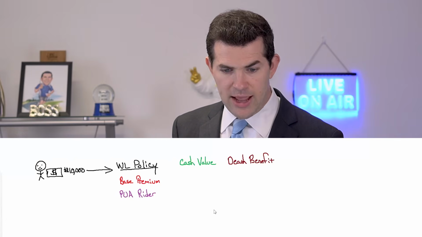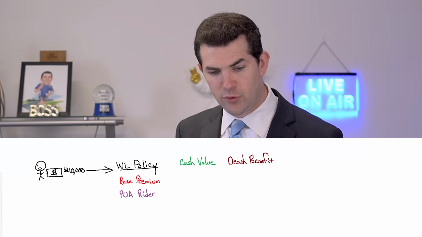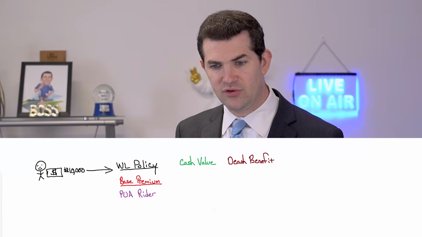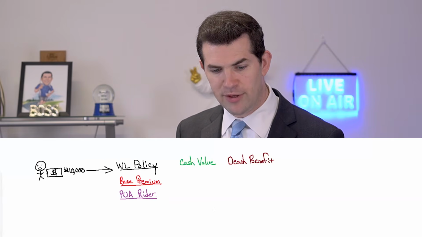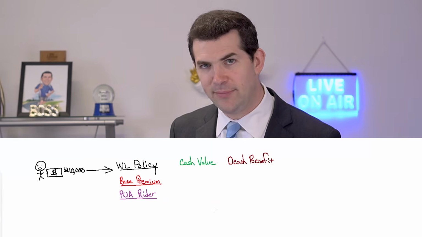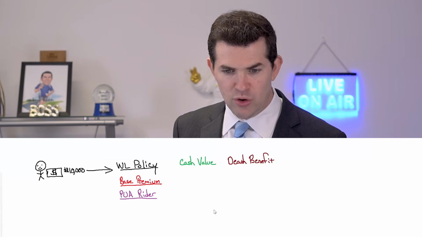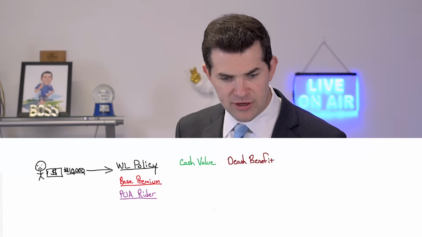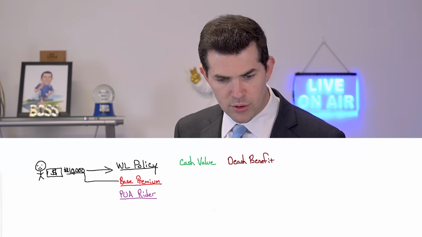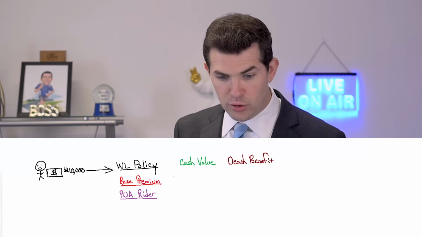Now, how do these two areas work? Well, the base premium I like to refer to as your initial insurance expense, and the PUA rider I like to call a cash dump in, because you'll feel like you're dumping money into cash. So the base premium piece, what would happen if you paid all of your $10,000 toward the base premium? Well, it wouldn't look good.